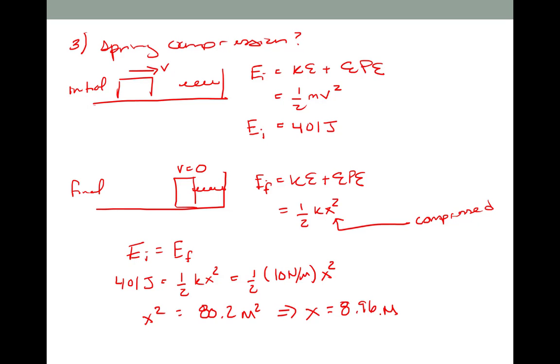In the next part of Unit 11, we're going to introduce a related concept, the concept of power.